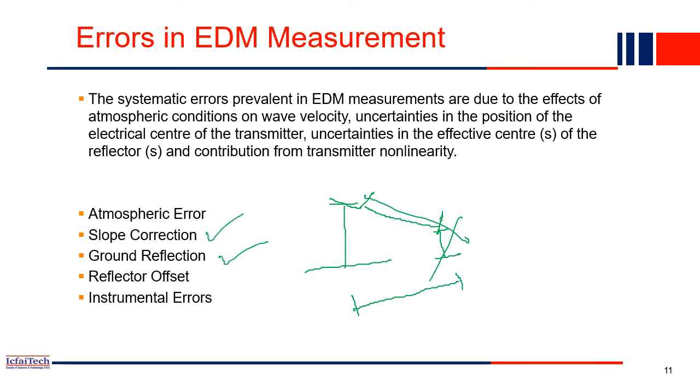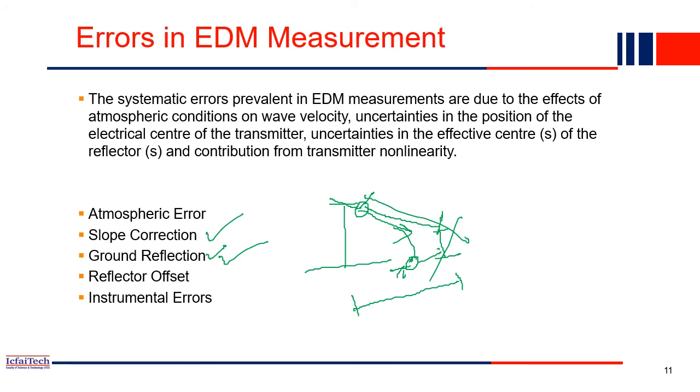Then the ground reflection. As you send the signal from the instrument, the signal may be reflected to the ground. If any water body is there in the middle, the signal also gets reflected in the water body and interferes in the main calculation. So ground reflection is also a major problem in the EDM.